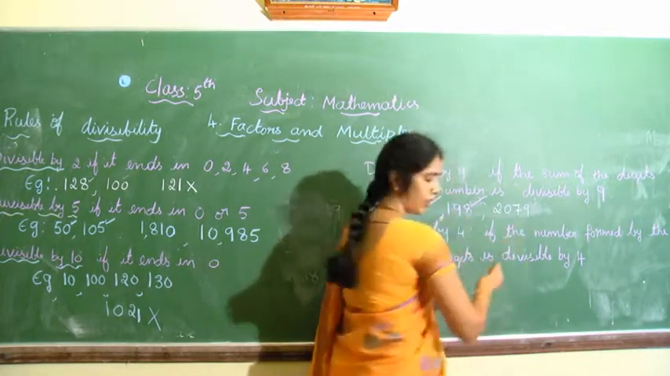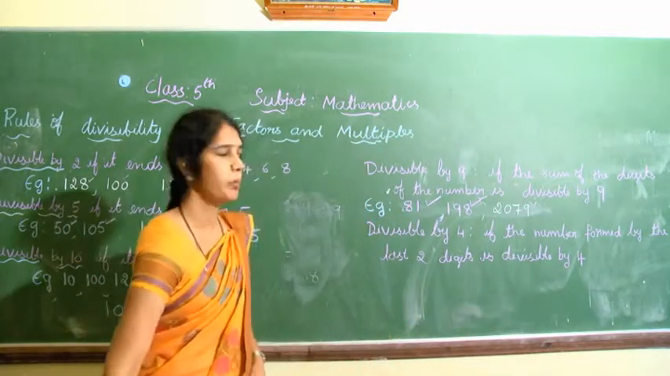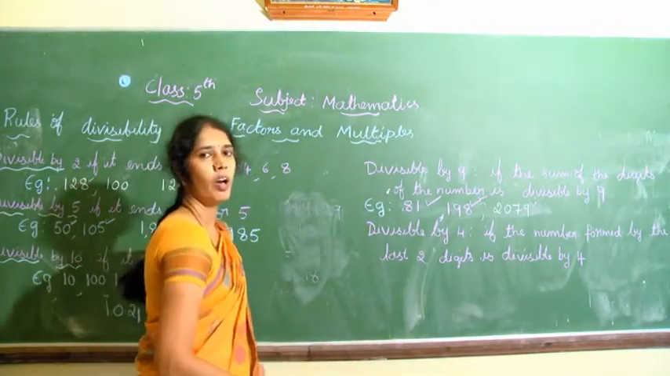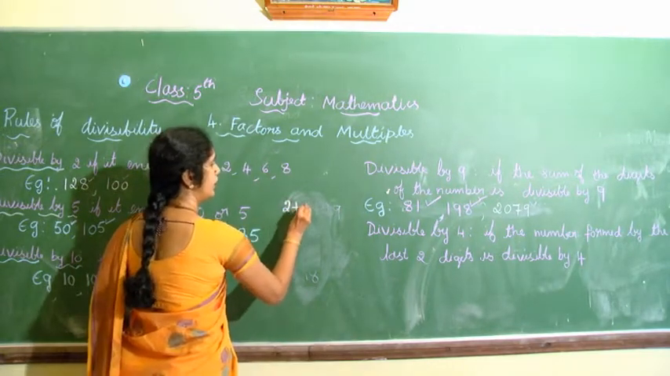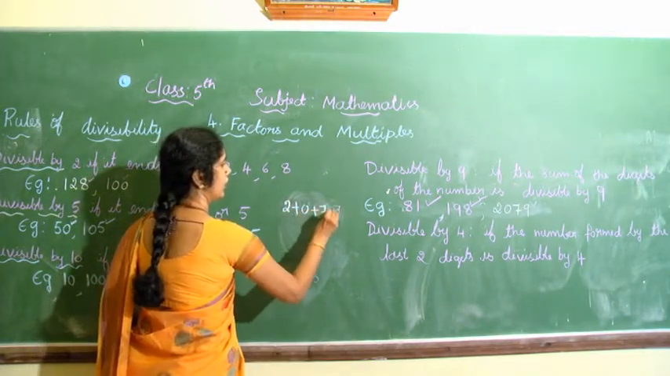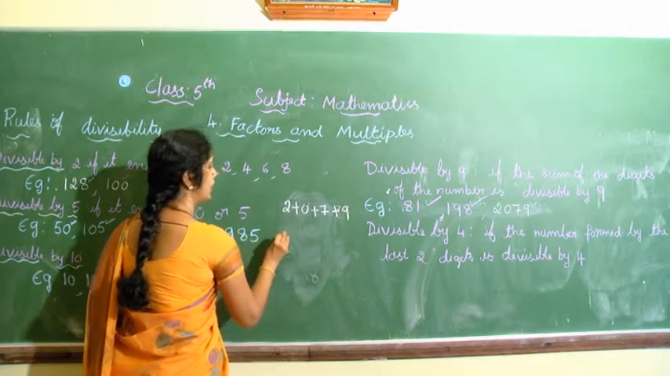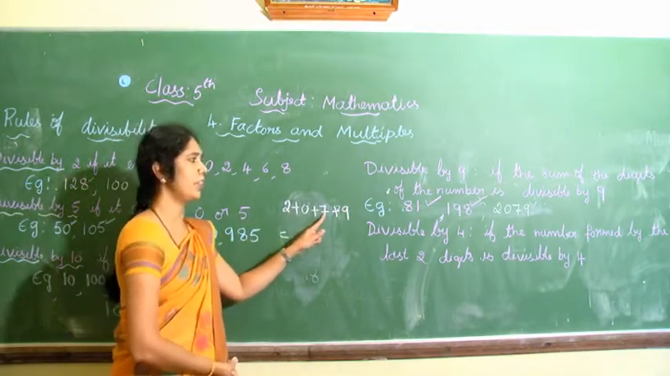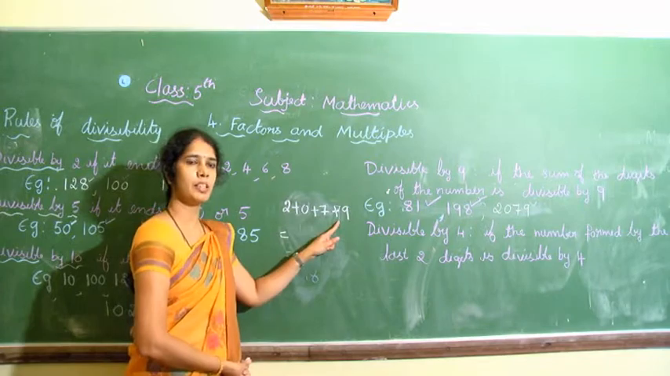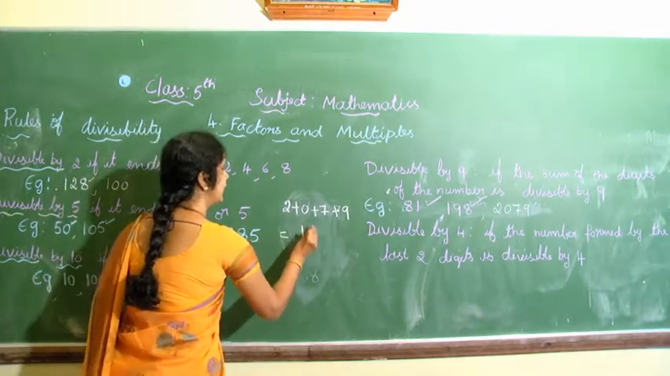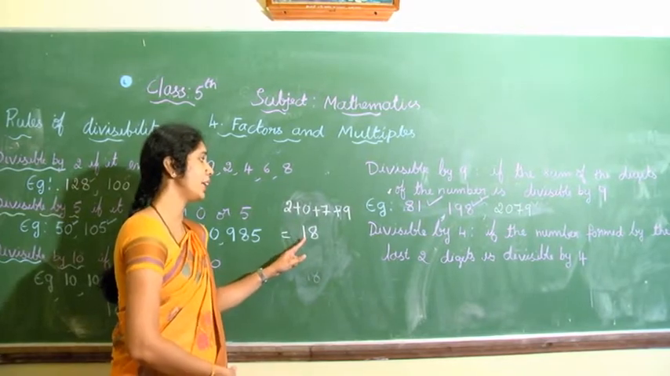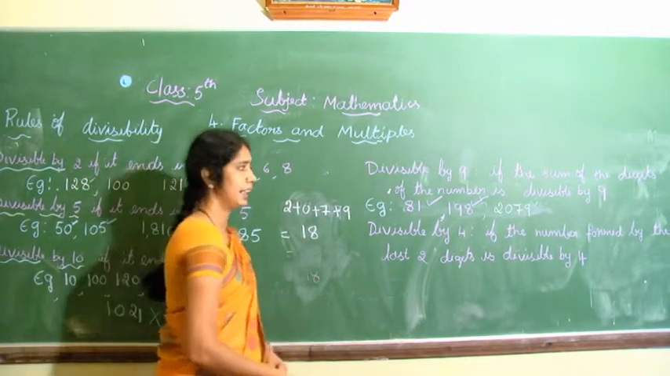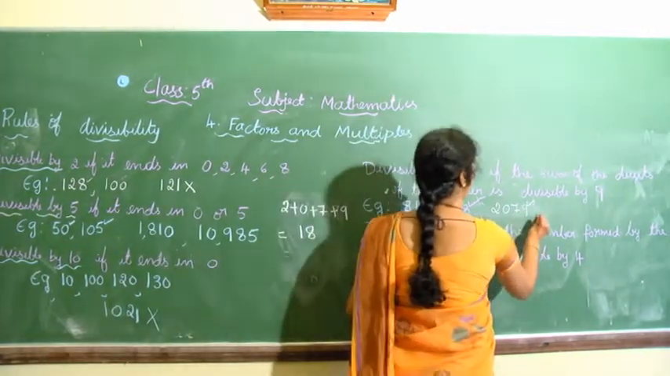And one more, 2079. We'll check whether it is divisible by 9 or not. So we'll add all the digits. So what will I get here? 2 plus 7 is 9. 9 plus 9 is 18. So of course it is divisible by 9 because 18 is there in the 9 table. This also.